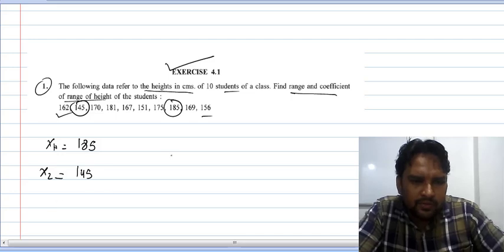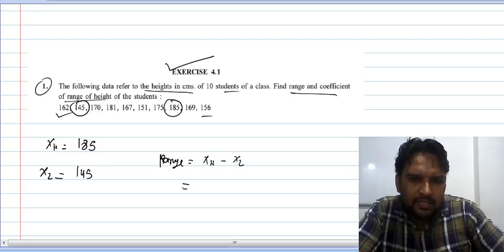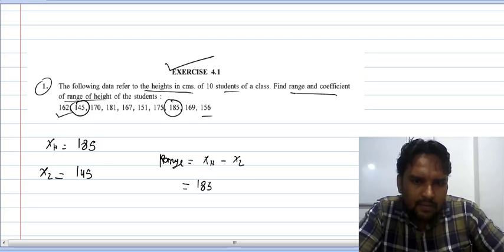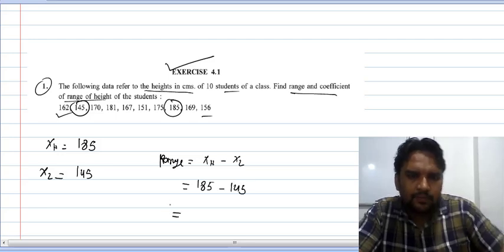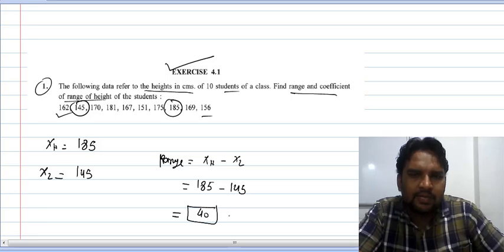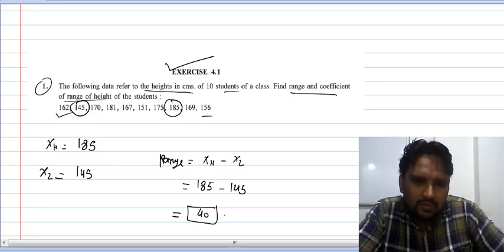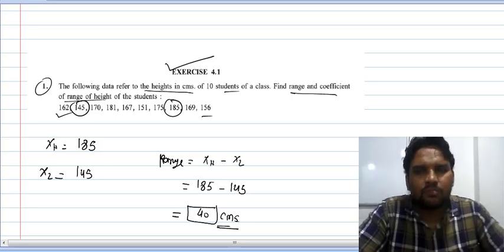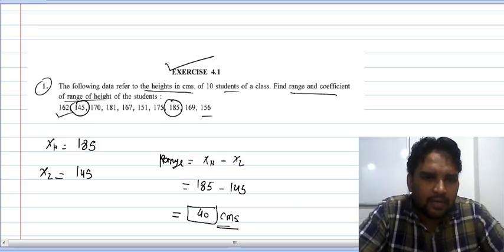So what is the range? The range formula will be range equals xh minus xl, which is 185 minus 145. So 40 will be the range, and the observations are given in centimeters, so this is also in centimeters. So the range of this data is 40 centimeters. Understood this?